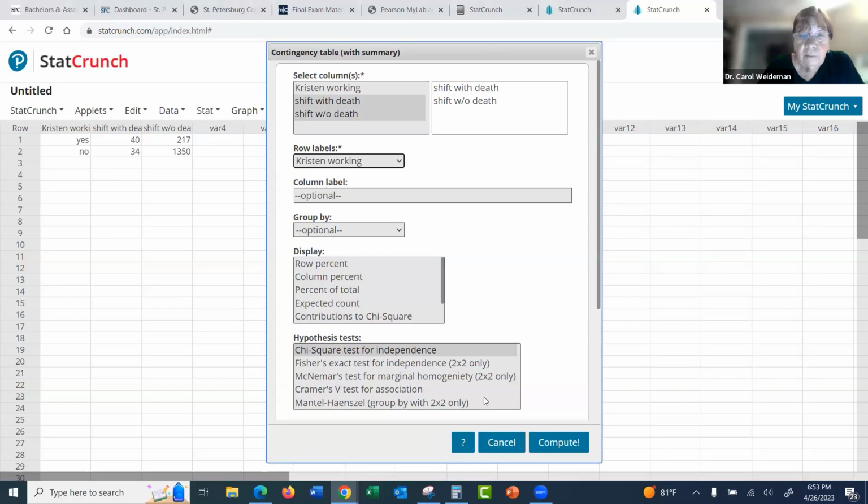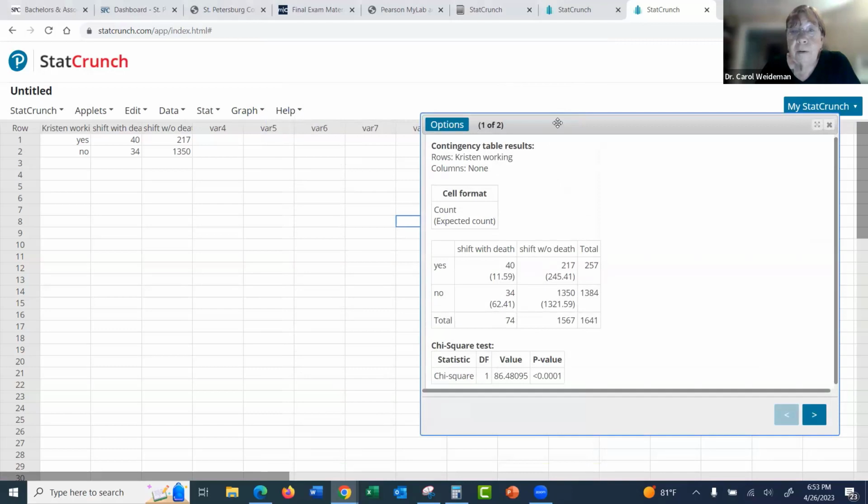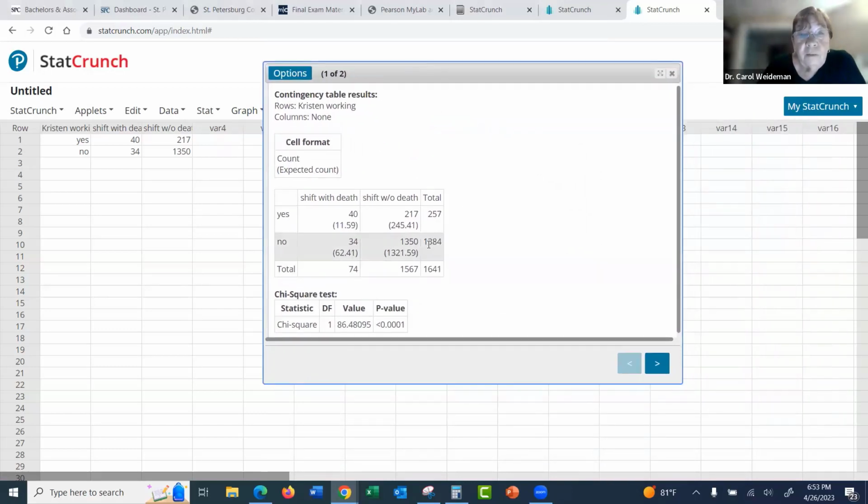Actually, let's do the expected cell counts too, because that might be interesting for you to see. All right, so what do we get? Look at the expected cell counts. It's pretty dramatic here. If the two variables were independent, when Kristen was working, we would only expect to see about 12 shifts with a death and about 245 without a death. But notice we had 40 with a death and only 217 without a death.